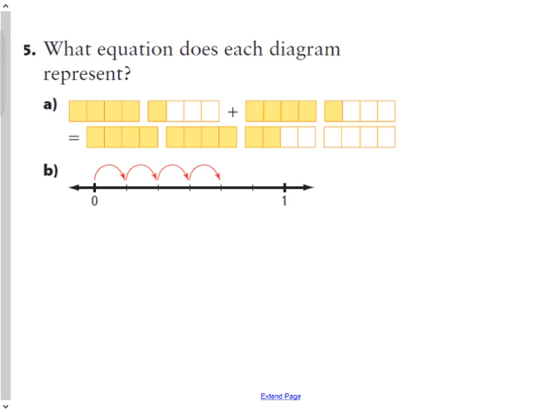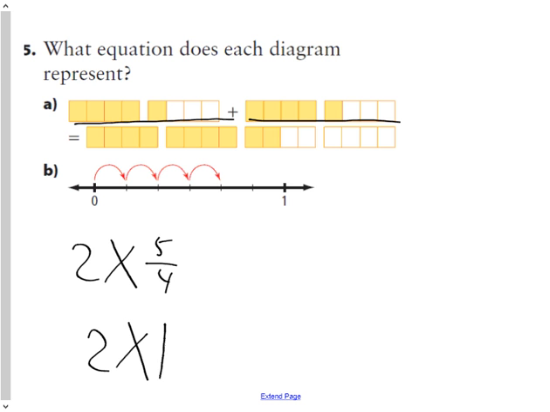In question 5, again, we're continuing with the same idea. If we think about A, what 2 different ways can we express each of these fractions? It can be 6 quarters, or 5 quarters, or 1 1/4. So we're going to go 2 groups of, and you can either say 5 quarters or 2 groups of 1 1/4. Either way you look at it, it's the exact same question.